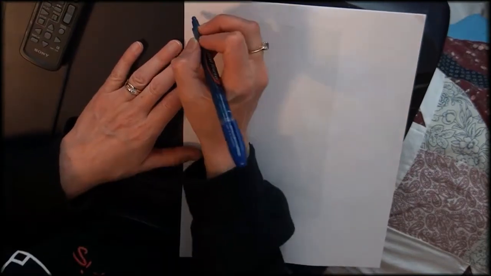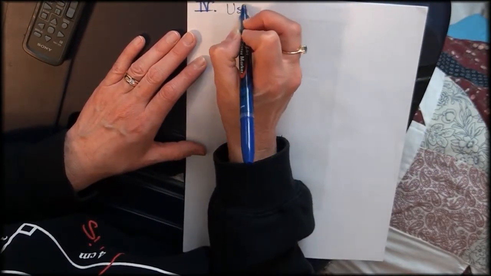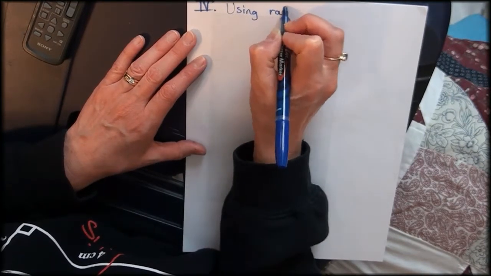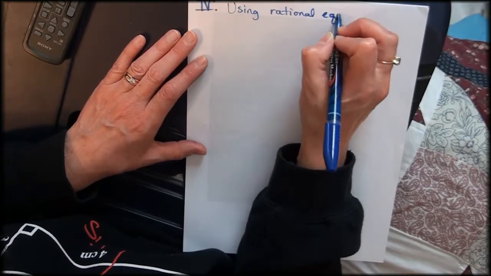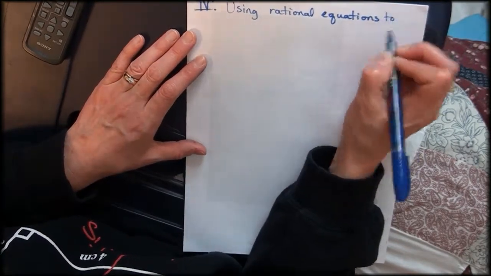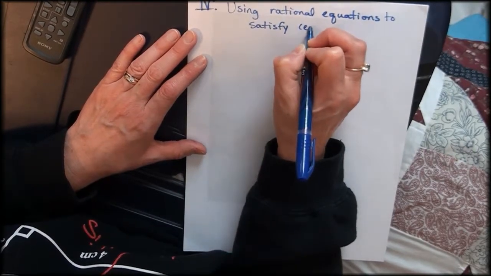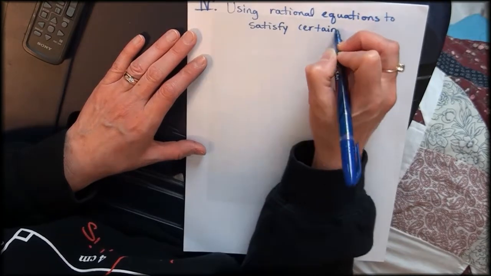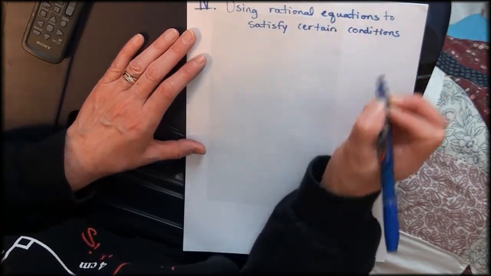Okay, now we're going to use rational equations to satisfy certain conditions, which basically utilizes the idea of substitution. If you know how to substitute, then you can do these very easily because we already know how to solve our rational equations. So it's just a matter of substituting things in and then going from there with the processes that we already know how to use.